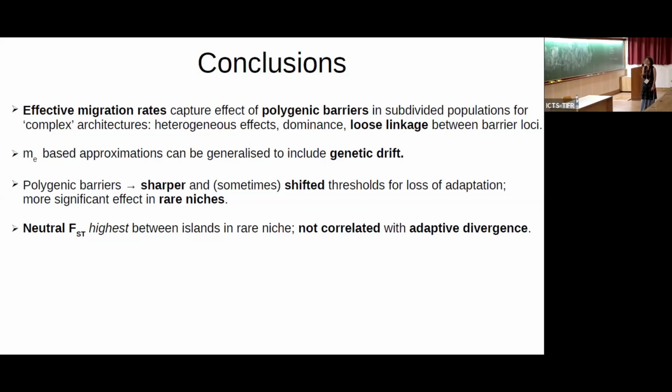And these can also be quite easily generalized to include genetic drift. All the examples I showed you were with Ns of the order of 2, 3, 4, so drift being very important.